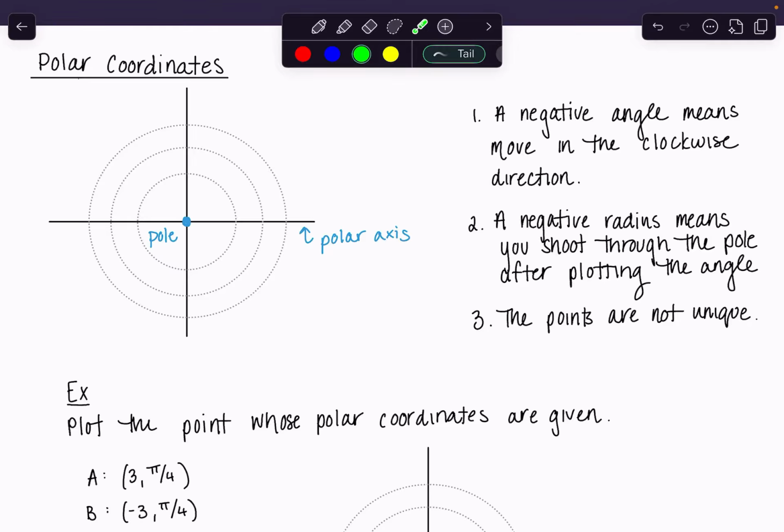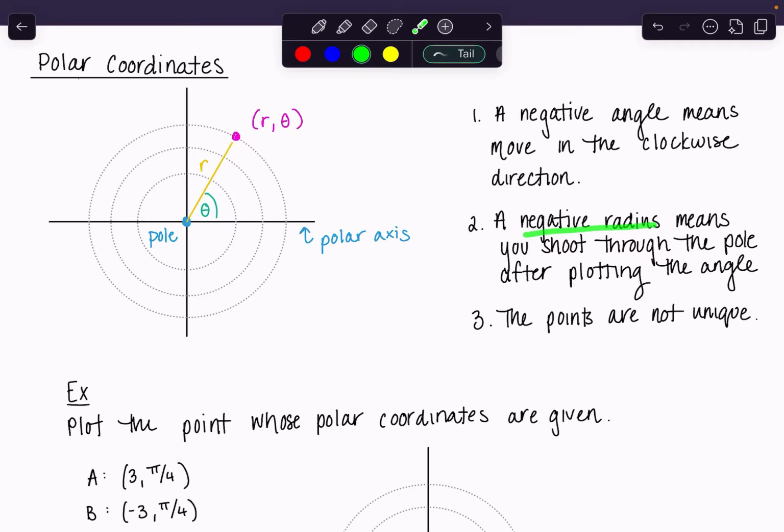So the idea is once you plot a point, say you have one right here, this is defined by r and theta. r is going to be the distance out to that point. So it's the radius of the circle it lies on. And then theta is, again, that angle that it makes with the polar axis. Okay? So positive theta moves in this direction. Negative theta moves in this direction.